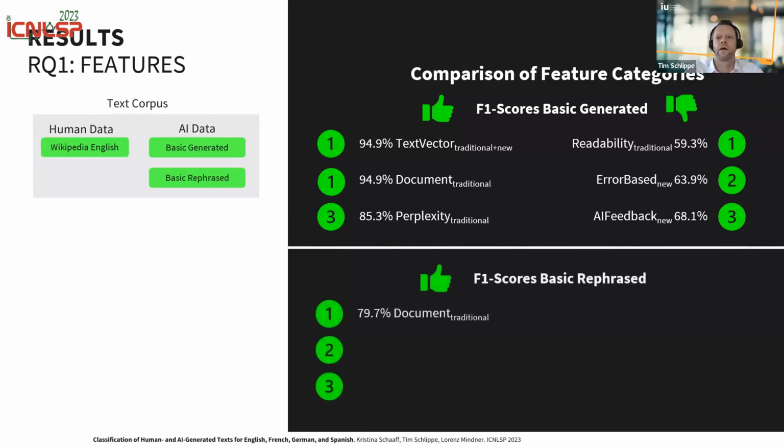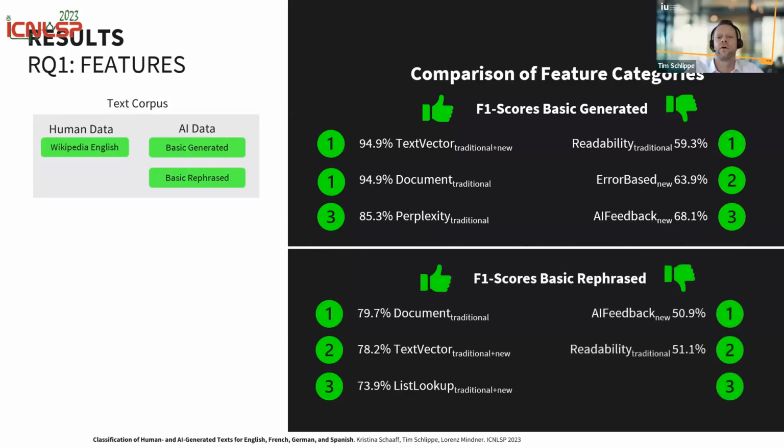Let's now look at the results of the rephrasing. So here, the document features and the text vector features performed best as well, but the list lookup feature also was quite good. The worst performances were again by the AI feedback feature and the readability feature, but also now by the semantic feature.